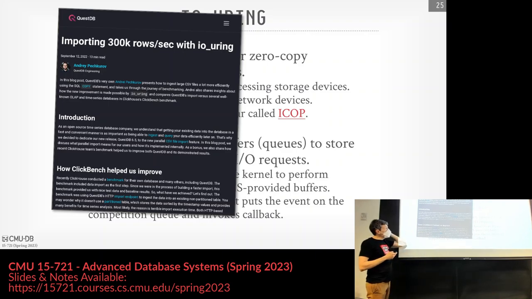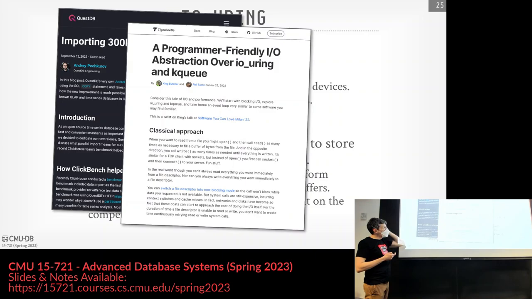Anyway, they have a blog article about using io_uring. There's another one from Tiger Beetle, which is an OLTP system out of South Africa, written in Zig instead of Rust, sorry. They gave a talk with us last semester.